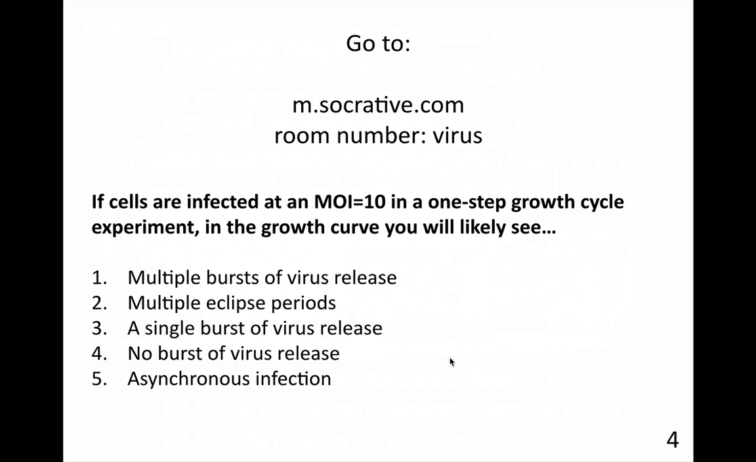But the answer, of course, is you get a single burst of virus release. At an MOI of 10, nearly all the cells are infected. You'll get a one-cycle growth curve, so you have a single burst, which of course means one eclipse period, not multiple, and the others are all not correct.